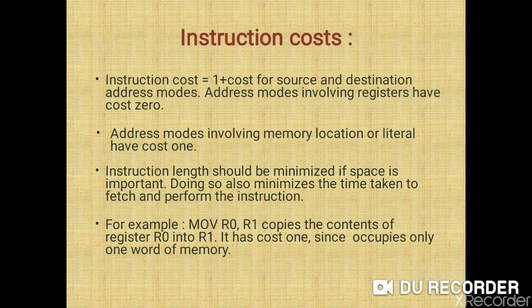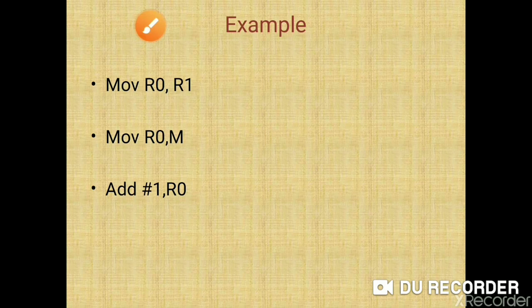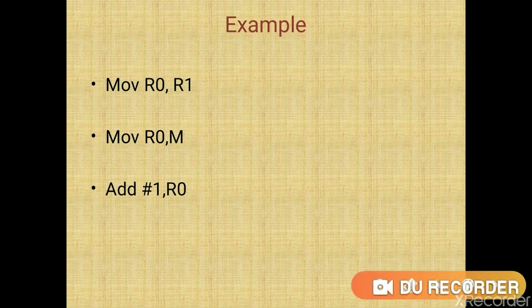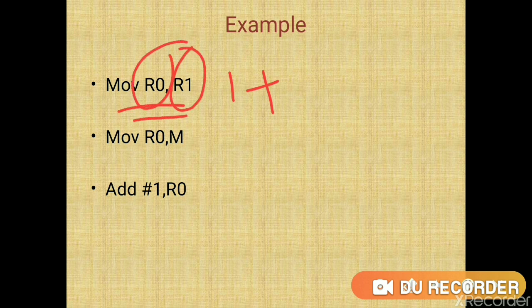Now we will see some examples of this. Here you can see some expression like move R0, R1. In this expression, how do we calculate the cost? Here we already know the cost is 1 plus the cost of the addressing mode. In this expression only registers are involved, R0 and R1, so it is 0 plus 0. Its cost is 1 here.